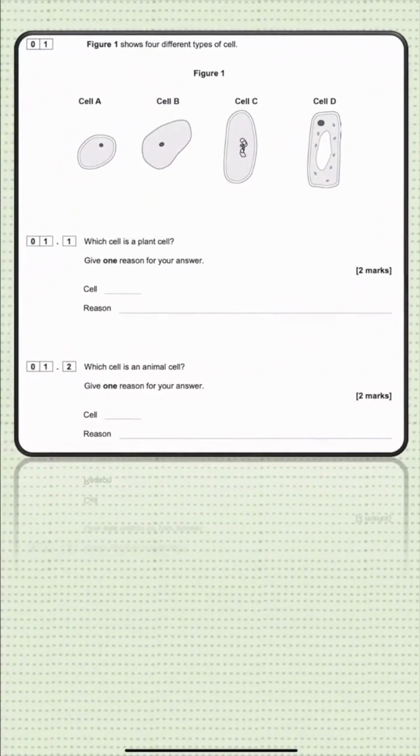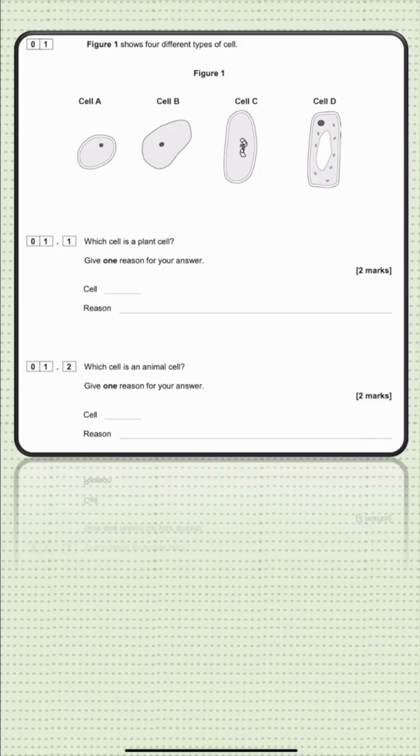Well done. And we've got an exam question here, 2 marks for each one. Out of these 4, I think this was last year's paper, the 2022 paper. Which cell is a plant cell out of these 4? Everyone is saying D, or C. Try and think. It is either C or D. It's not B. And you also need to give a reason for a mark. So let me know what you think. Comment your answer. Most people are saying D.